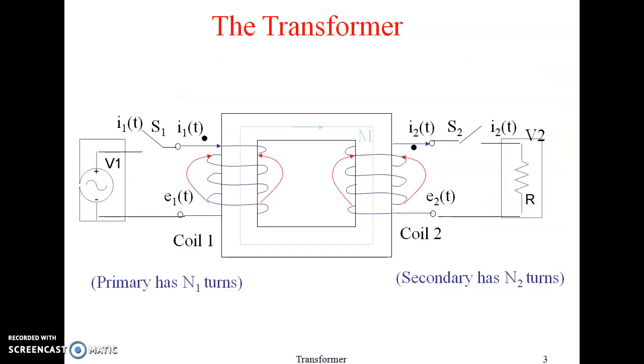This is the diagram of a transformer. Here we see primary as N1 turns, secondary as N2 turns. And the red color indicates the flux which is produced around the primary and the secondary itself. E1 of t, E2 of t are called induced EMFs in both the windings.